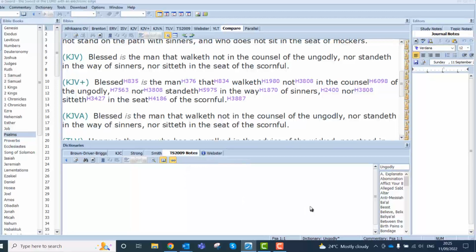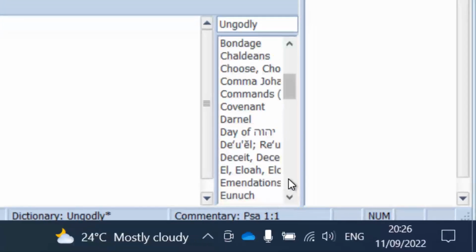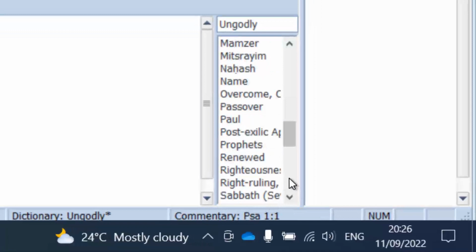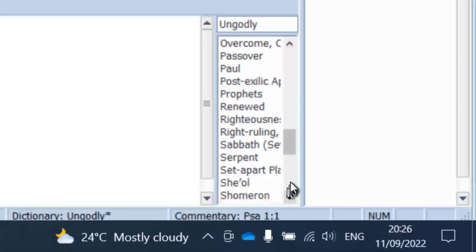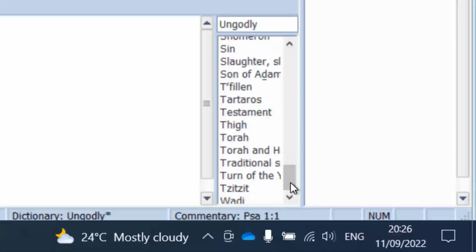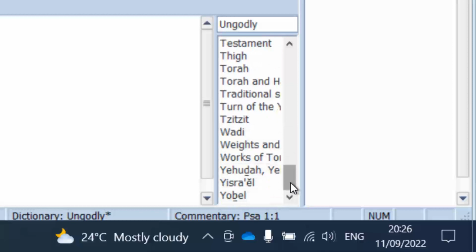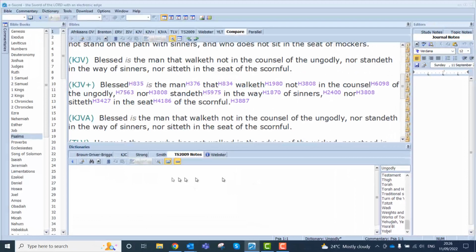It doesn't always have everything that you want to find, but let's see if we can find ungodly in the notes. Go down. So on ungodly, it doesn't have any notes, but not to worry. You also have the Smith. You've got the Strong's that we just looked at. You've got the King James Concordance.